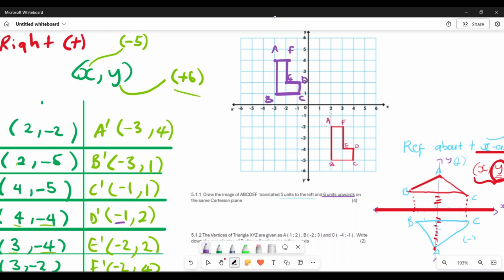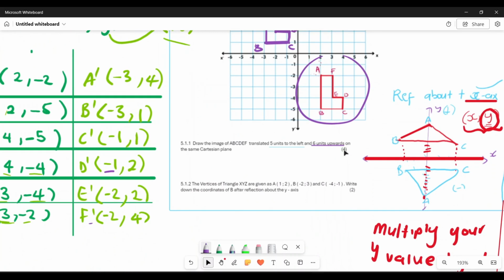Now, can you see that this is still the same shape? Because it has different coordinates, it's going to be in a different position on your Cartesian plane, right? And this would be your new shape, right? If this original is translated 5 units to the left as well as 6 units upwards. Now, let's move on to the last question.